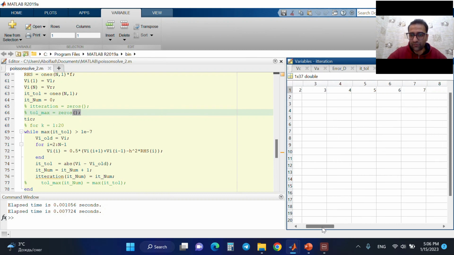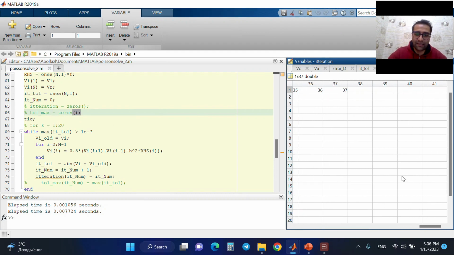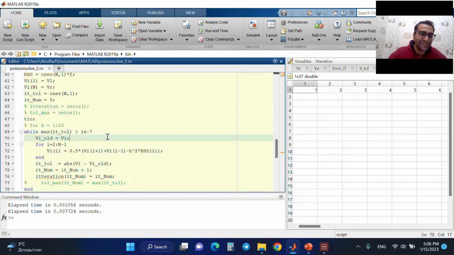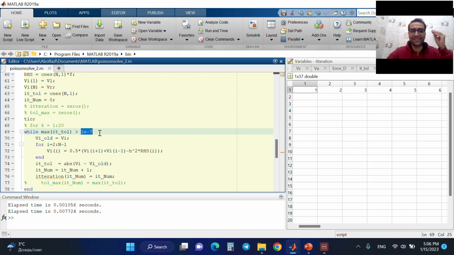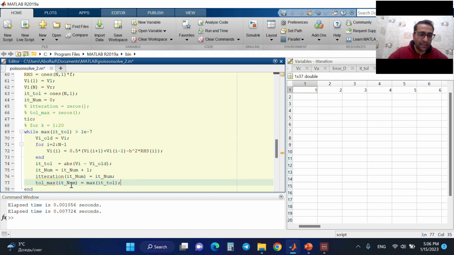Iteration. You see that this is 1, 2, 3, 4 until how much? 37. It means that it took 37 iterations for the tolerance to be less than this number, right? It continues this loop while the maximum of iteration tolerance is greater than the threshold, and it will stop when the maximum of iteration tolerance is less than 1e-7, right? And Control T, and I save the maximum of iteration tolerance.